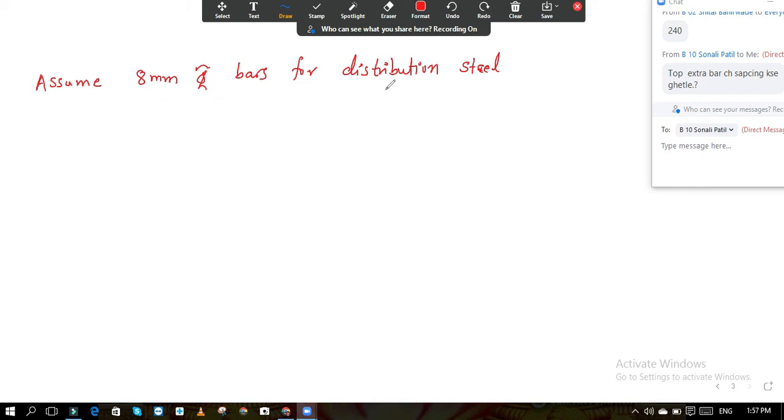So assume 8 mm diameter bars for distribution steel. So here number of bars is equal to, it is 240 divided by 5 by 4 into 8 square.